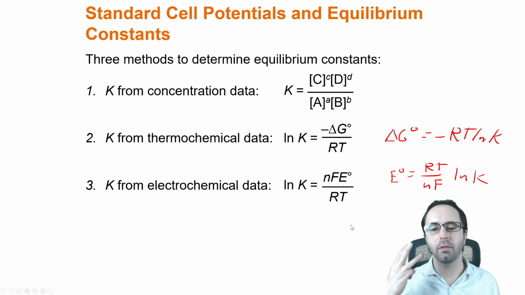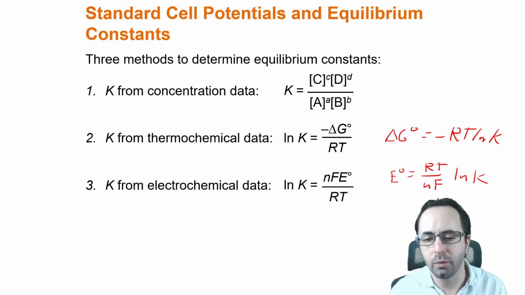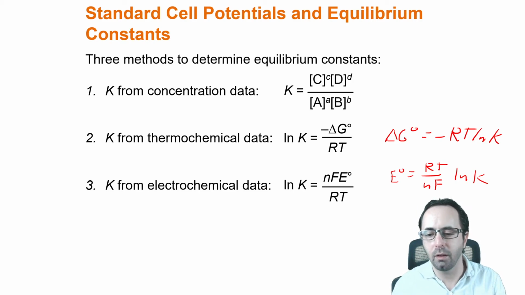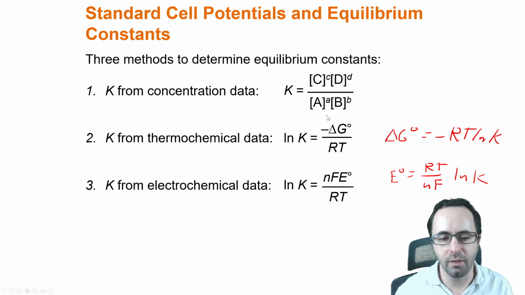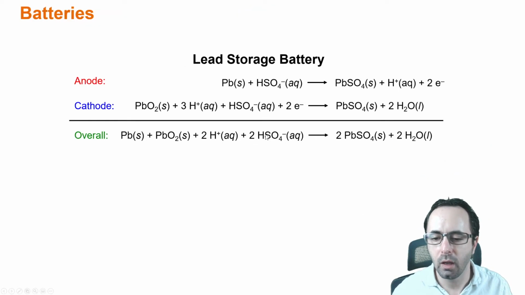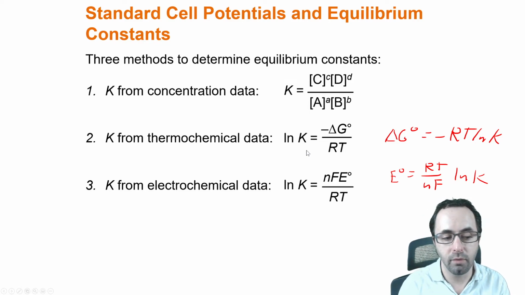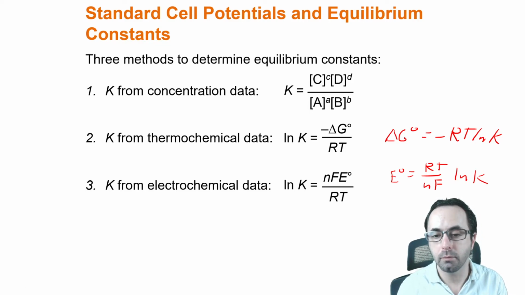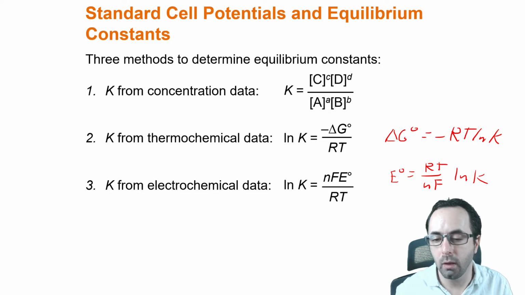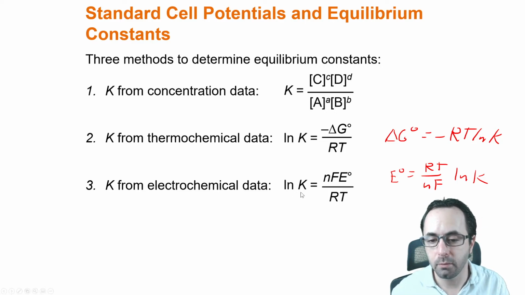So there are 3 different ways now that we can use to determine an equilibrium constant, which makes for some very interesting questions on standardized exams and such, and also just various practical ways of figuring out the equilibrium constant. So those are the 3 ways we have now.